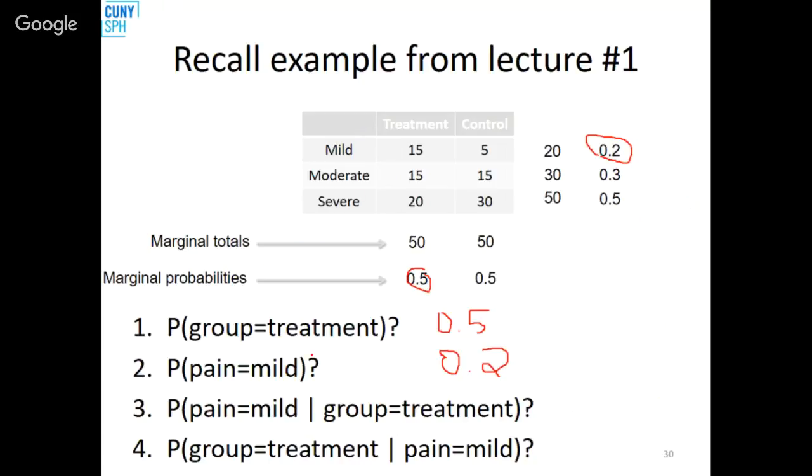So now some conditional probabilities. What is the probability that your pain is mild conditional on being in the treatment group? 0.3. So conditional on the treatment group, that's this column only. 15 people out of 50, so 0.3. You're exactly right. 0.3.